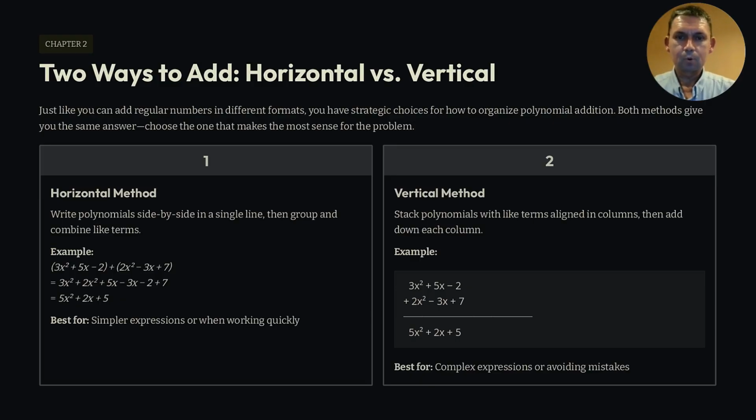There is more than one good way to add polynomials, and that is a good thing. The horizontal method involves writing everything in one long expression and then grouping like terms together. This method works especially well for simpler expressions or when you are working quickly. The vertical method involves stacking the polynomials and lining up like terms in columns. X squared terms together, x terms together, and constant terms together. This method is especially helpful for longer expressions or when you want to avoid mistakes. Both methods lead to the same final answer. The best choice is the one that helps you stay organized and confident.